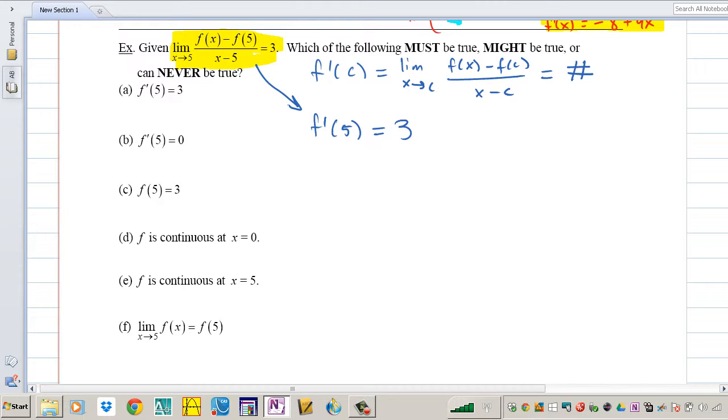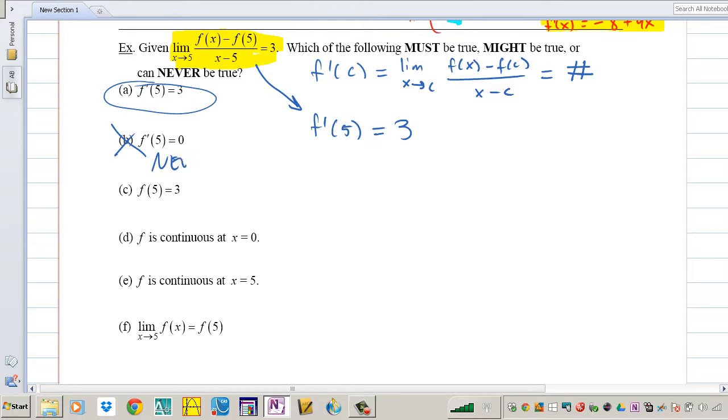You need to know your definition. So let's go ahead and check our answer choices. It says here, letter A, can this one be true, might be true, or never be true? Well, this one is obviously true, since it's given to you. Letter B, it says f prime of 5 can be 0. Well, that's not true because we already know what the derivative is at 5. It's 3, so it cannot be true.